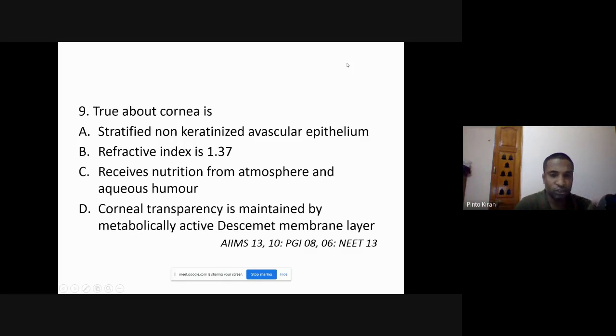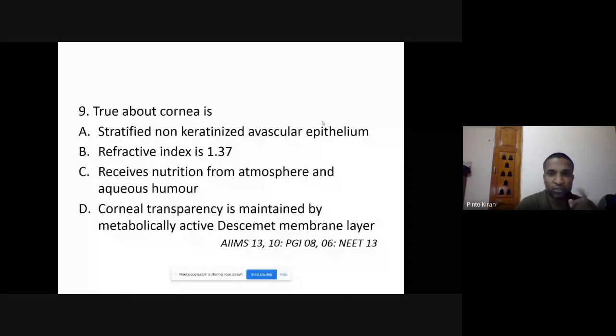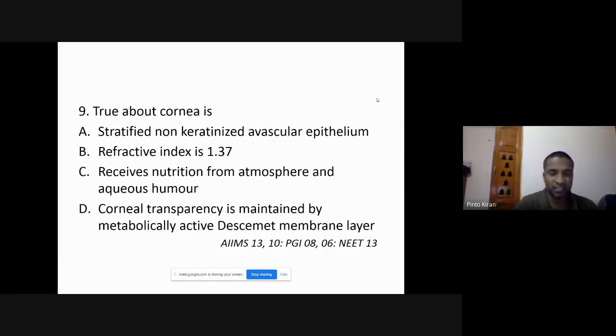Similarly, the aqueous humor and the vitreous have the same refractive index. Next time I'll show you a table where you can remember the refractive index of all the structures of the eyeball. If you look at the anterior cortex and the posterior cortex of the lens, they have the same refractive index, but the nucleus has a different refractive index. If you take the anterior segment from cornea till the lens, the nucleus has a higher refractive index.